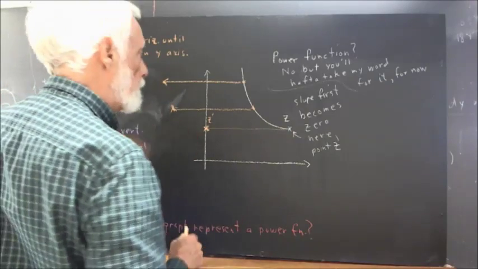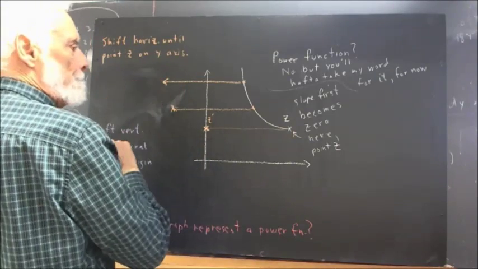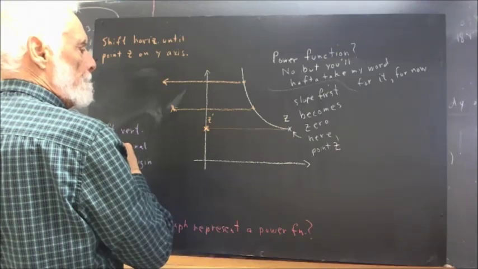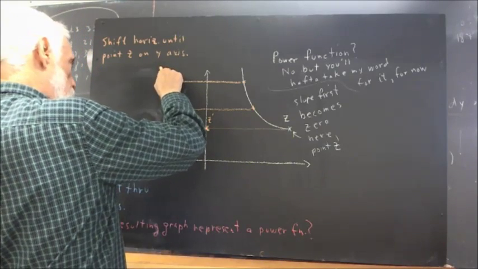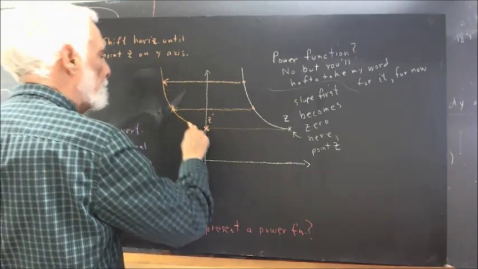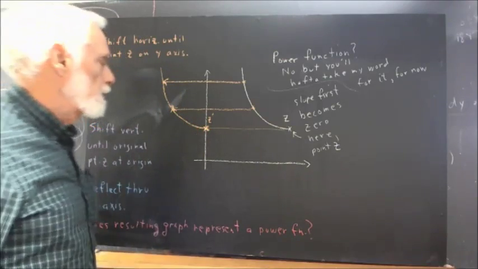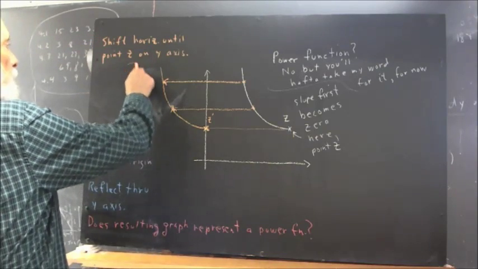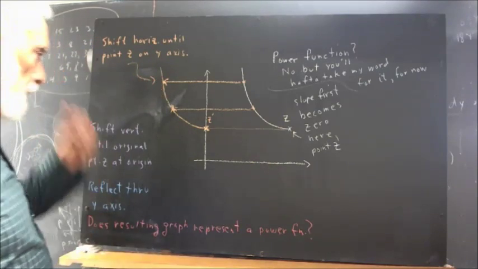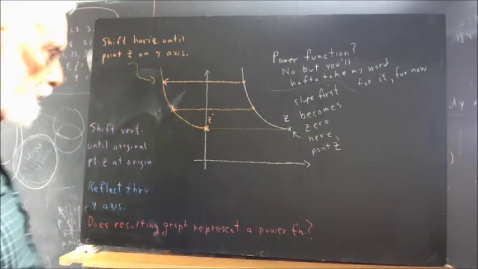So now there are 3 points on my graph, and I can connect them. Something didn't look right, but it's okay. Okay, so now here is the graph shifted horizontally until the point Z is on the y-axis. I'm calling that point Z prime.